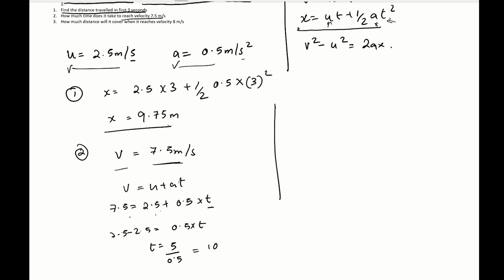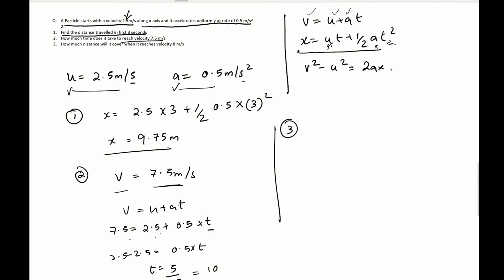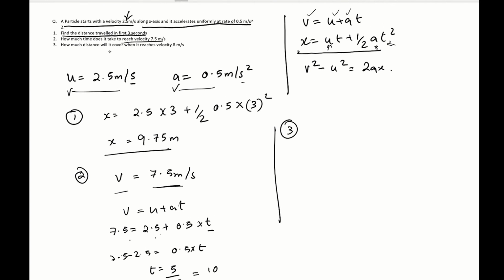Now let's look at the third part. How much distance will it cover when it reaches the velocity of 8 meters per second? I wanted all of us to get used to all these equations. So now the final velocity is 8 meters per second, and we have an initial velocity and an acceleration. What we need to figure out is how much distance is covered. What we don't have is the time. So the only equation that does not have time is this one.